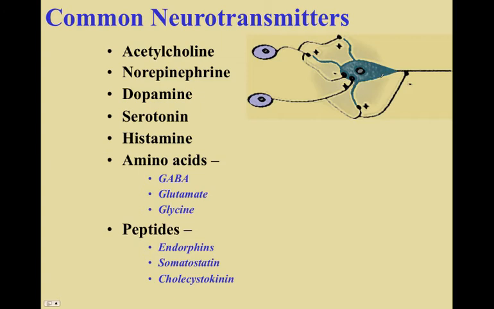Popular ones that we will work with and hear about are norepinephrine, dopamine, serotonin, histamine, the amino acids GABA, glutamate, and glycine, and the peptides: the endorphins, somatostatin, and cholecystokinin.